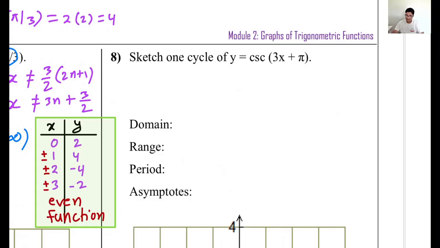We did that for secant. Now repeat a similar exercise for cosecant here. I will pause the video, finish this and show you. You also do the same and check with me.